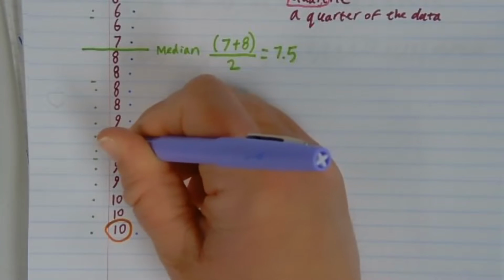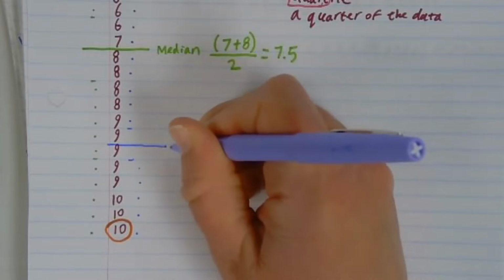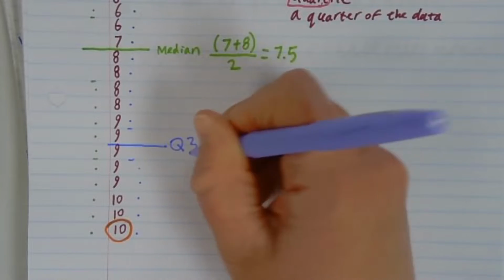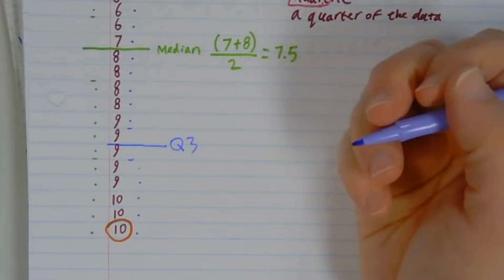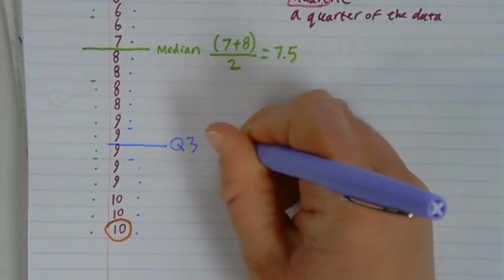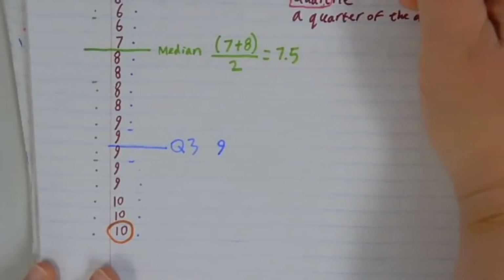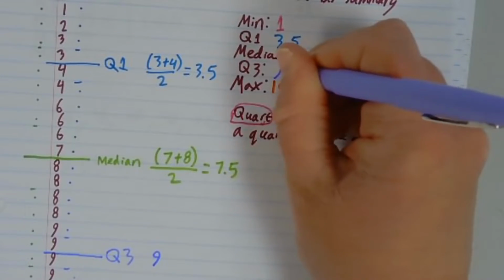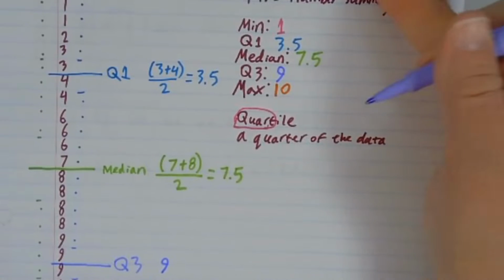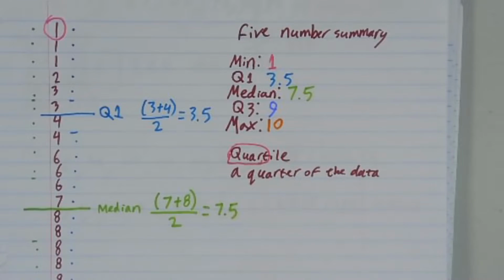And I can see this time my third quartile is 9. It's got 9s on both sides of it. It's going to be 9. I don't need to do anything in particular to find that 9. So now I have all the data I need to find my box and whisker plot to make that.